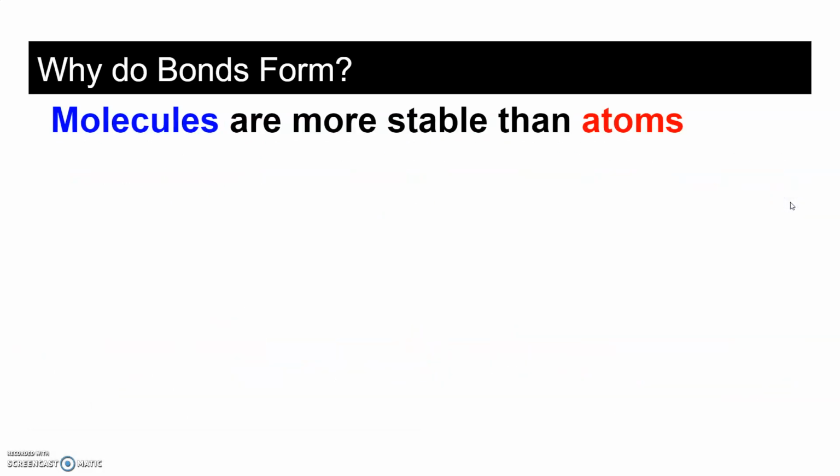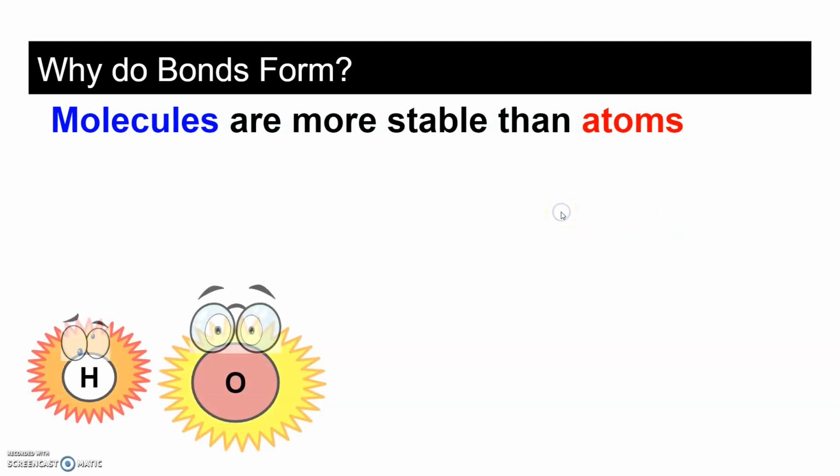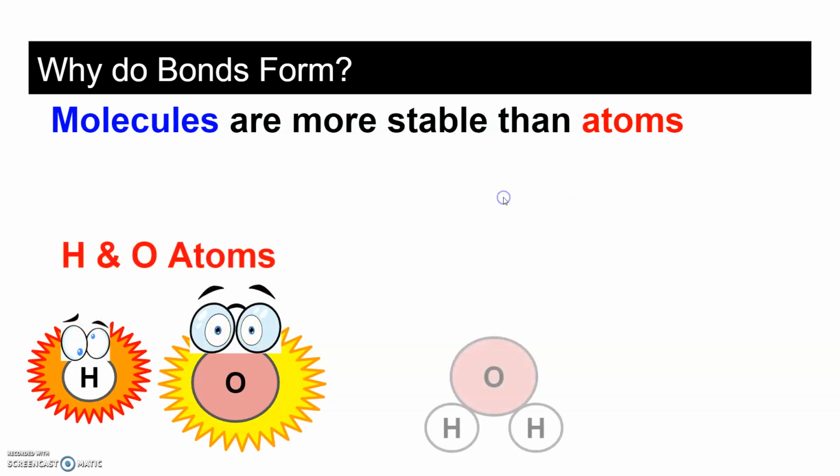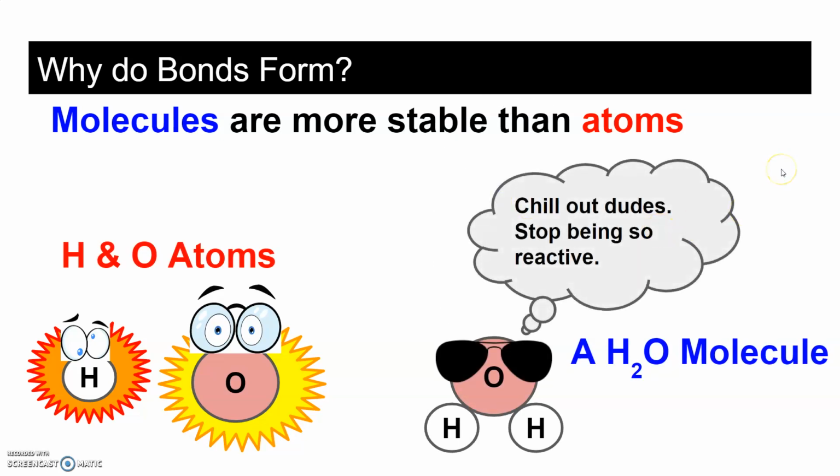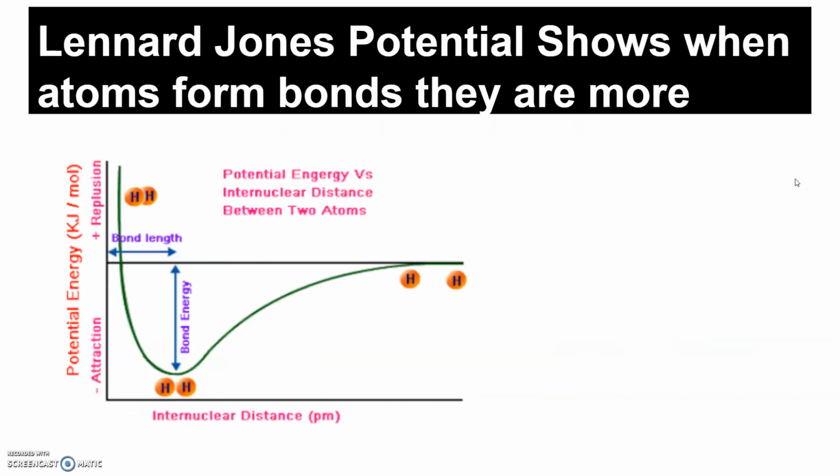Now, let's get into the next question, which is why do bonds form? And the reason why bonds form is that molecules tend to be more stable than atoms. So one way that you can sort of visualize it, if you have two atoms here, I have a hydrogen and an oxygen atom, they're going to be higher in energy than a molecule of water, where those atoms have formed bonds. So atoms in molecules tend to be more stable and have lower energy.